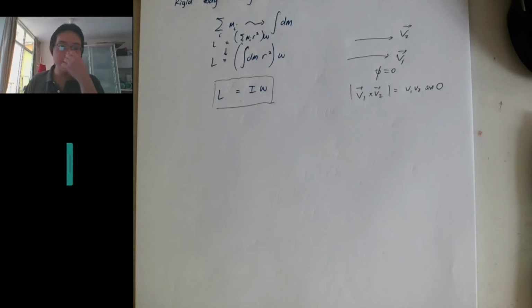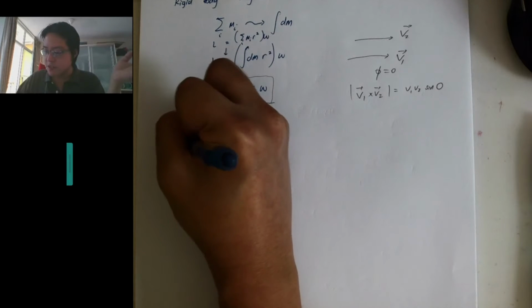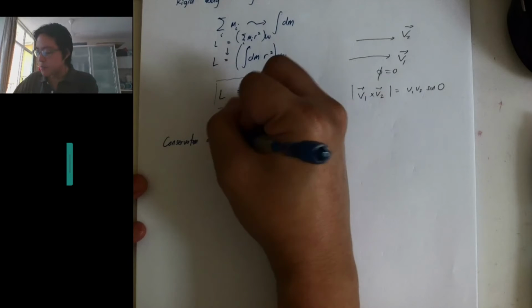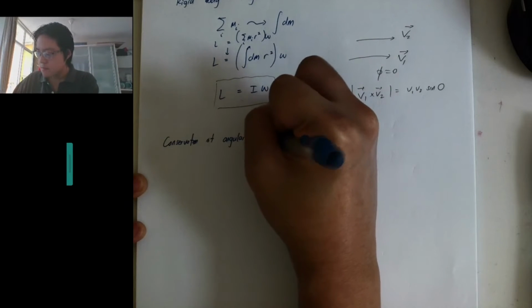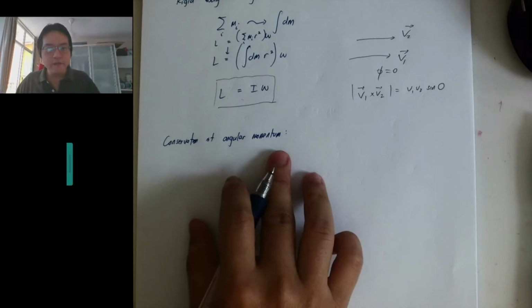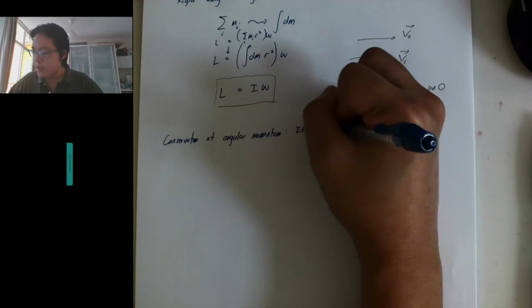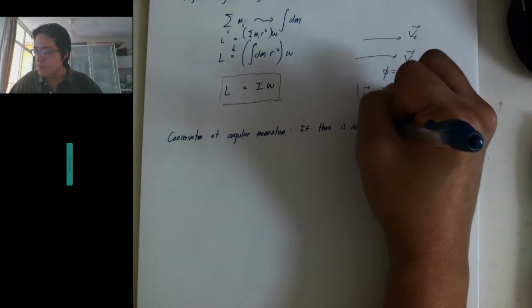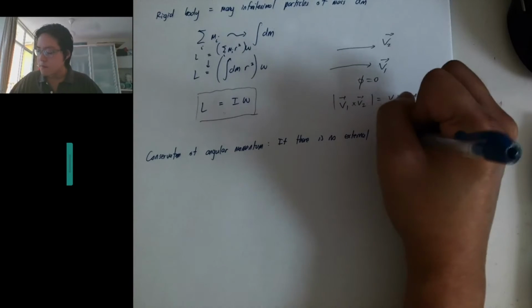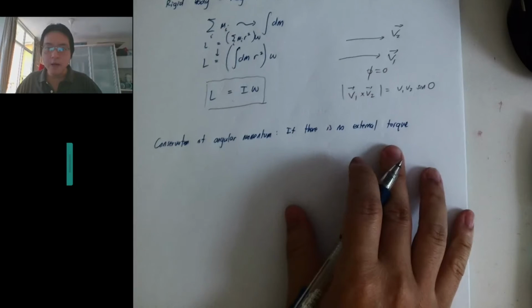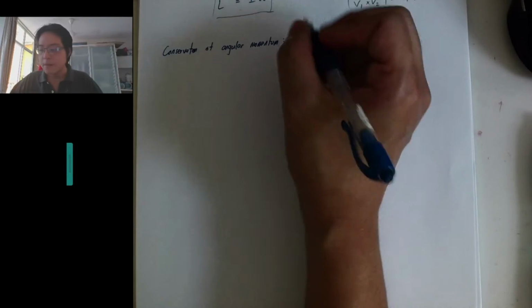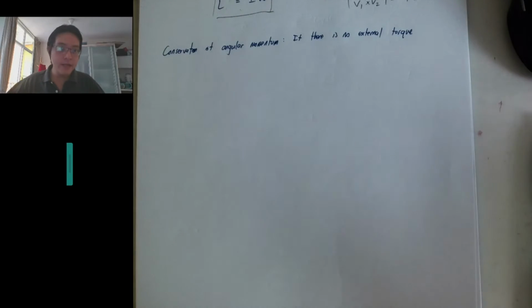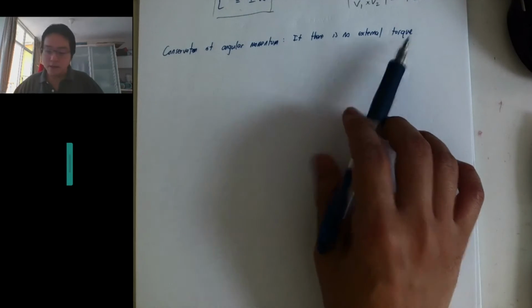Okay, so last time we had the conservation of linear momentum. Now we want to have the conservation of angular momentum. Conservation of angular momentum happens if there is no external torque. In the same vein, when there's no external force, linear momentum is conserved. If there's no external torque, angular momentum is conserved.